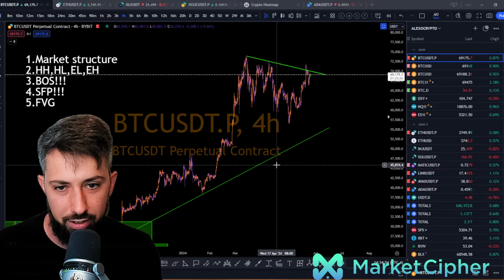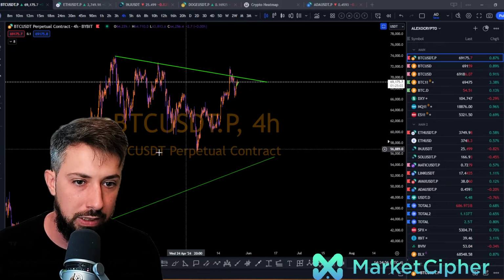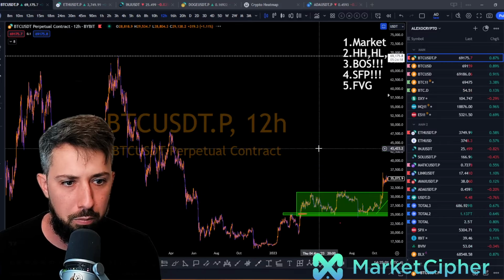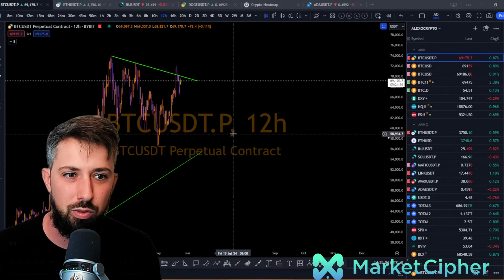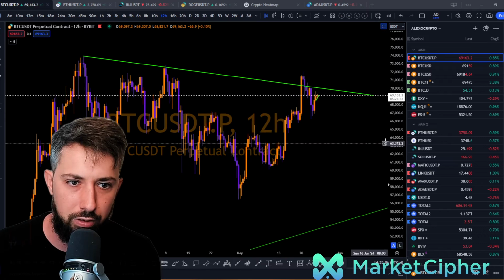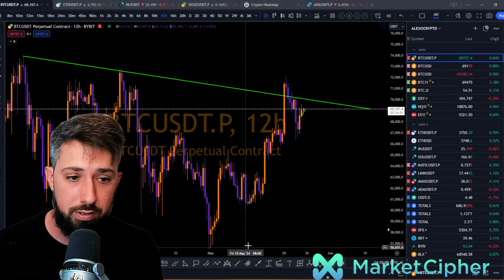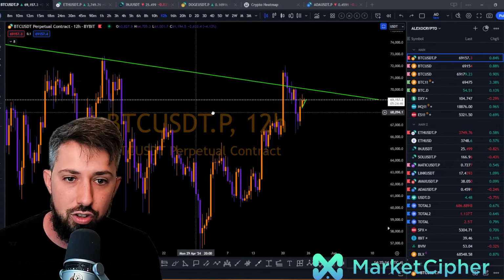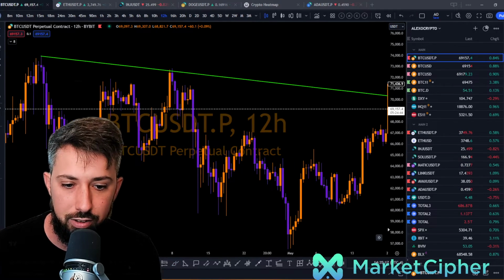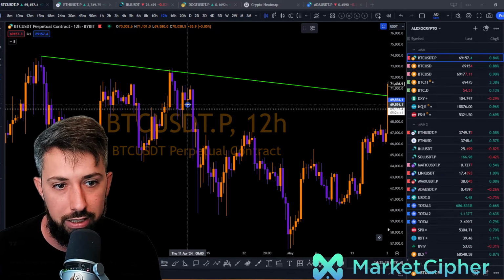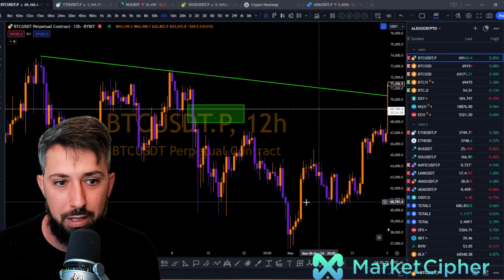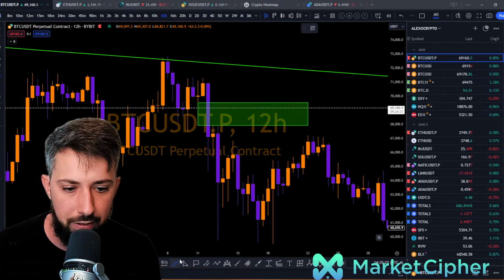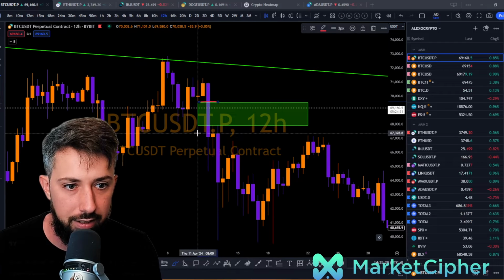Swing failure patterns and fair value gaps. These ones are important. It takes a little bit more practice to learn these ones. When I zoom in here on the 12 hour, when we were down here and we were ranging, I was looking for a fair value gap, which is just where price has moved quickly and has created a gap between wicks. You can see right here and here, I was looking for this to come back and be filled when we were down here. You have a gap between the wick here and the wick here.